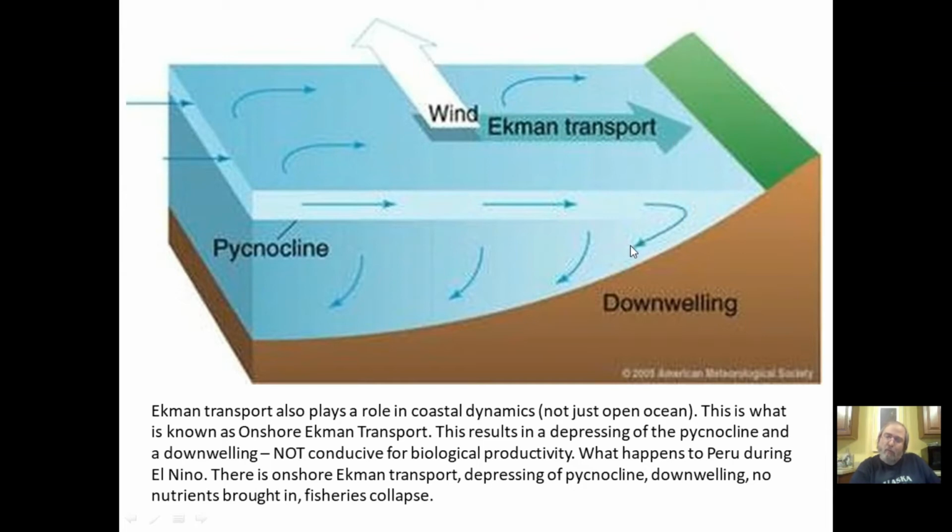You get a downwelling. Downwelling as well, and the downwelling will cause the pycnocline to depress. So there it is. This is a downwelling. So onshore Ekman transport results in a downwelling at the coast, which is not good for biological productivity. So the depressing of the pycnocline, downwelling, not conducive to biological productivity. This is what happens to Peru during El Nino. There's onshore Ekman transport, depressing the pycnocline, downwelling, no nutrients, fisheries go belly up.